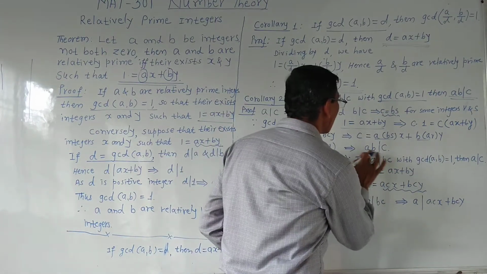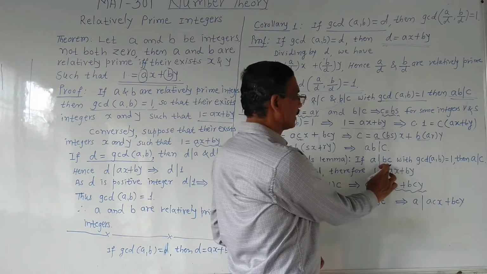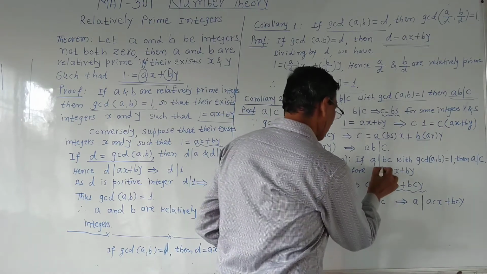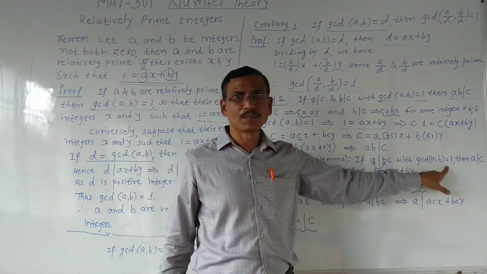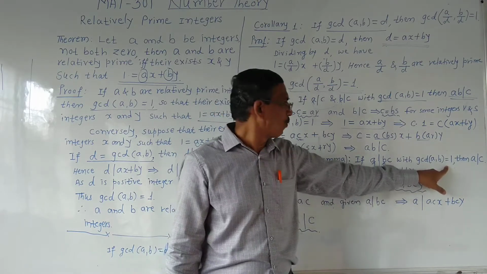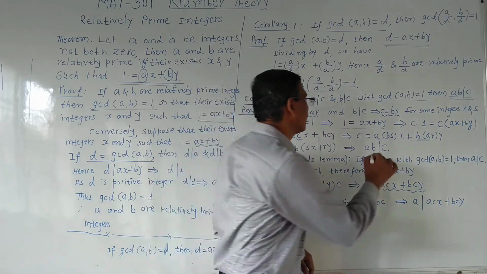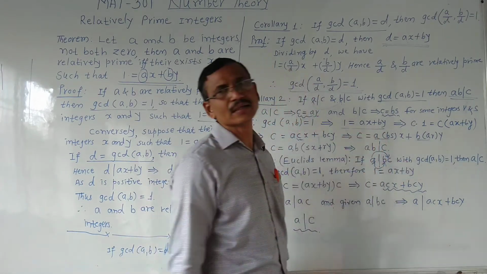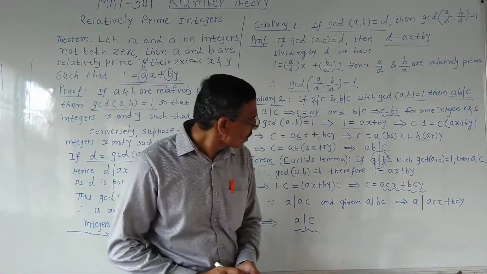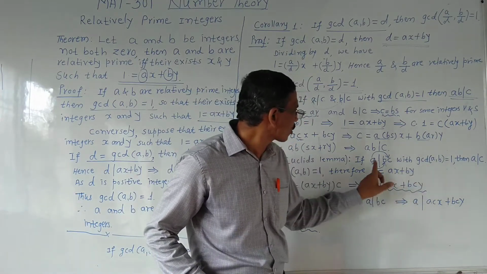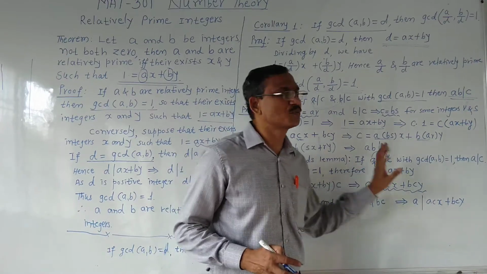Again here you have to remember that a divides the product of two integers b and c, with a and b relatively prime. That means their greatest common divisor is 1. Then, as a and b are relatively prime, the result is that a divides the other remaining integer. That means a divides c. Now if the greatest common divisor of a and c is 1, then the result becomes a divides b.